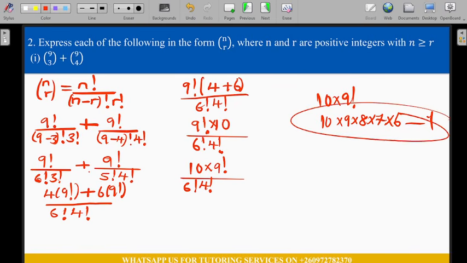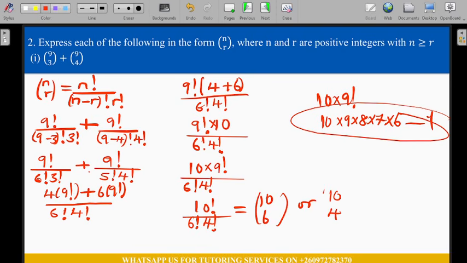So this can be combined and be written as what? 10 factorial over 6 factorial 4 factorial. So now here we come and conclude to say therefore the answer is 10 combine 6 without factorials, or 10 combine what? 4. So that's how we evaluate this one. I mean, that's how we express it in the form N combine R.